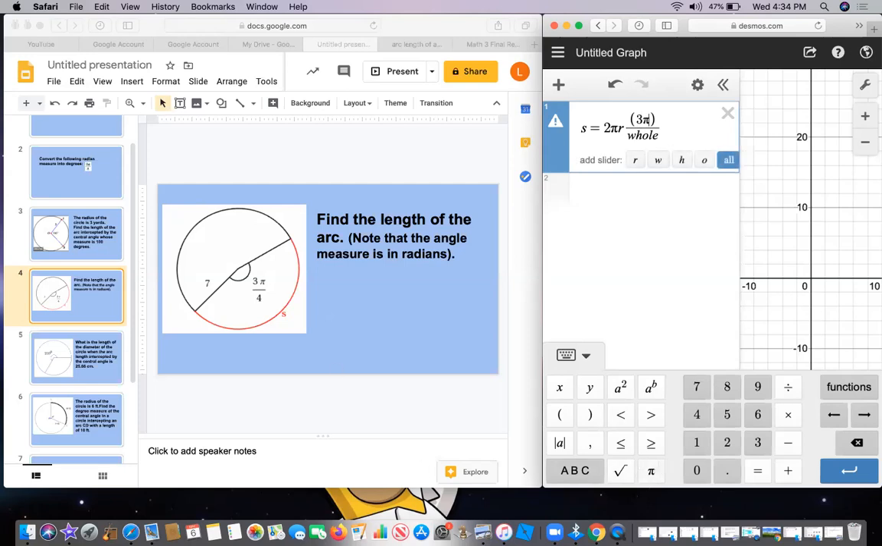And of course, because this is radian, the whole would be 2 pi. That's the whole. And what is the radius here? The radius here is 7. So you're just going to change r to 7. And then that is your answer. The arc length is 16.49.